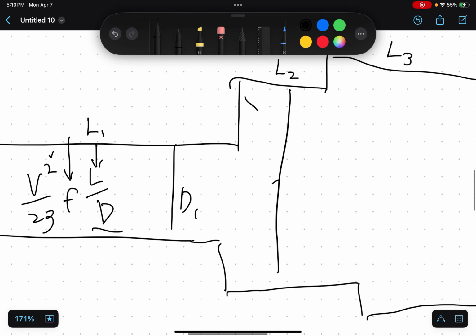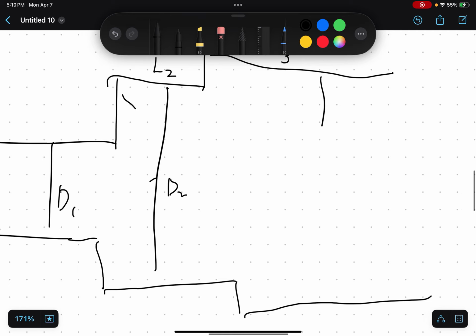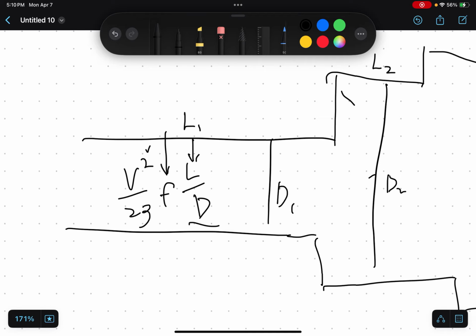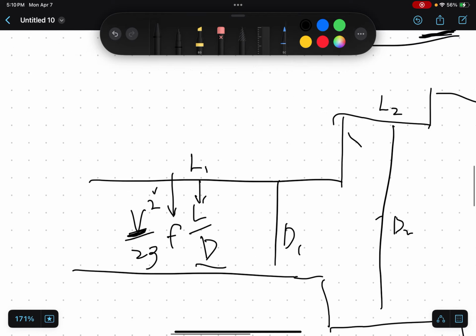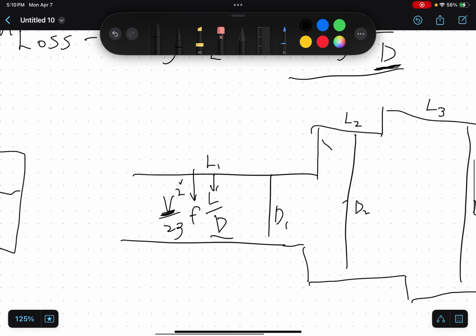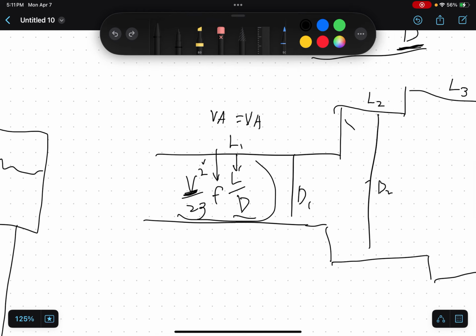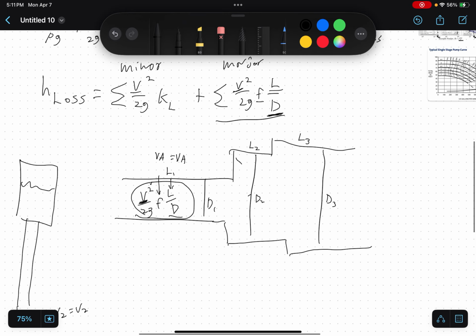D1, D2, D3. And the velocity will change also, because if you're assuming conservation of mass, you're going to have, what would you have? VA equals VA. And you're going to have a bigger area as you go more to the right, which means your velocity is going to be lower. So most of the terms in this equation are going to change as you move through the pipe. That's why it's the sum of them, because you have to sum all of them.